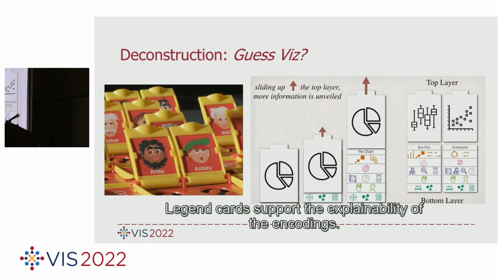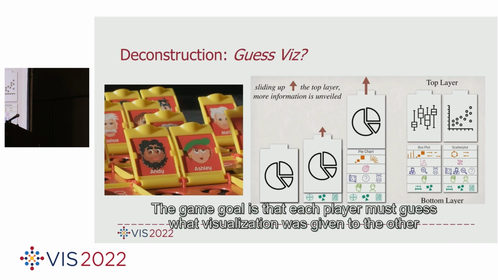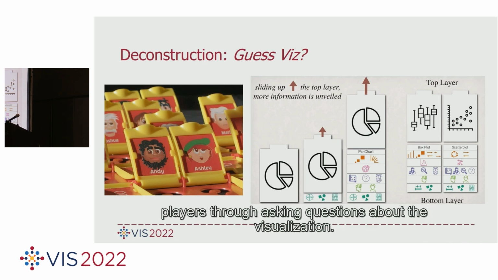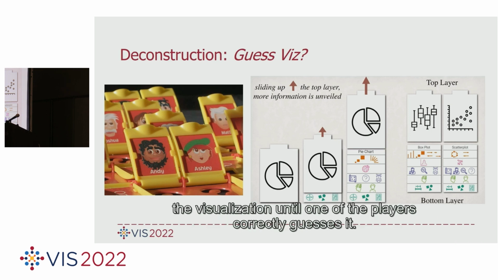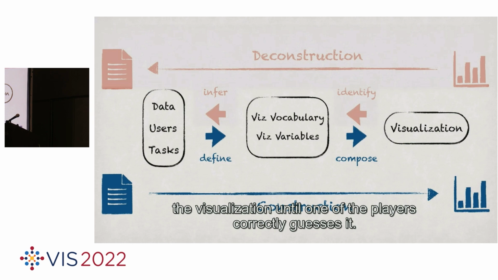Legend cards support the explainability of the encodings. The game goal is that each player must guess what visualization was given to the other players through asking questions about the visualization. The mechanism works as follows. The players ask questions to exclude bad candidates of the visualization until one of the players correctly guesses it.